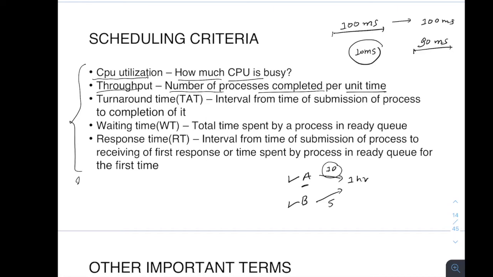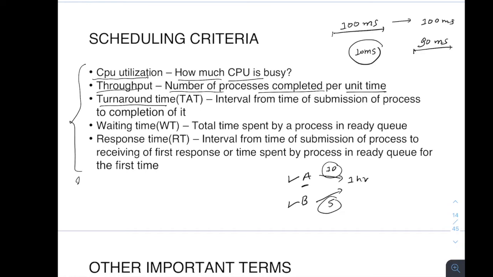So here is 10 processes per hour. This is only 5 processes per hour. So of course A is better here. Similarly, you have other metrics like turnaround time, waiting time and response time. So understand this. This is very important. Understand the definitions and also the formulas for these. This will help you in the numericals.